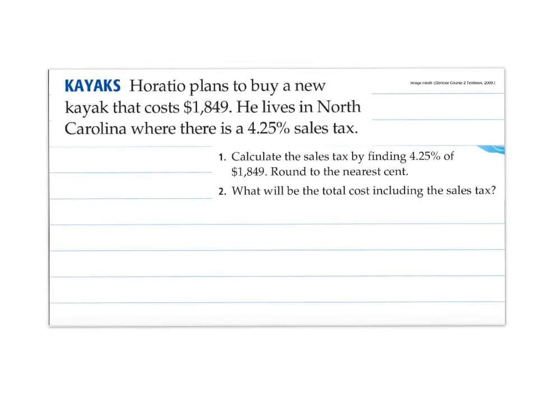How about kayaking, one of my favorite summer activities at the lake? So we're planning to buy a kayak, and its cost at the store is $1,849. He lives in North Carolina, where there's a sales tax of 4.25%. So we're being asked to calculate the sales tax by finding 4.25%. I change that to a decimal and multiply by the amount of the kayak. Notice it's a large amount, so the tax is going to be more. I get this long number.